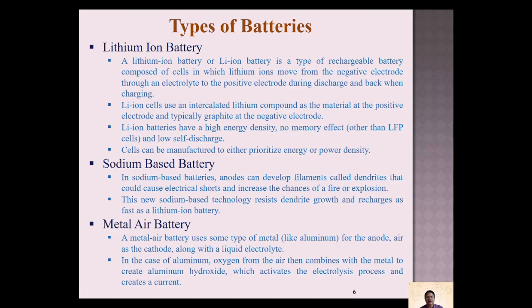Li-ion batteries have a high energy density, no memory effect other than LFP cells, and low self-discharge. Cells can be manufactured to either prioritize energy or power density. So they are flexible to manufacture. Then sodium based battery, then metal air battery. These are much less popular and have their own advantages and disadvantages.